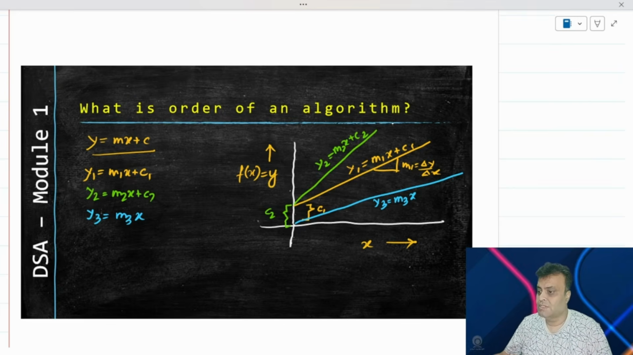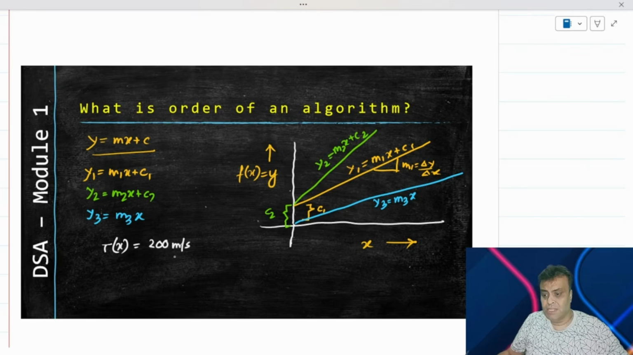Now what we need to understand is, when we talk about time complexity, we do not talk about the amount of time taken to execute a program or an algorithm. We talk about the order of time taken to execute the program. We cannot say that time taken by my algorithm, which is, let's say, tx, is equal to 200 milliseconds. Yes, we can say that, but that will be applicable for a particular machine. If I give you a better machine, then don't you think you can execute this algorithm in 2 milliseconds?